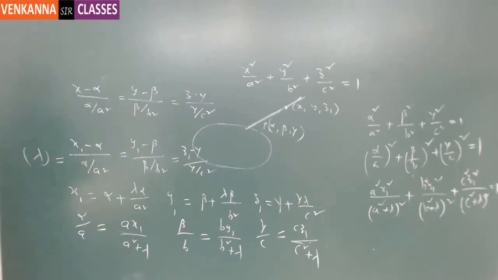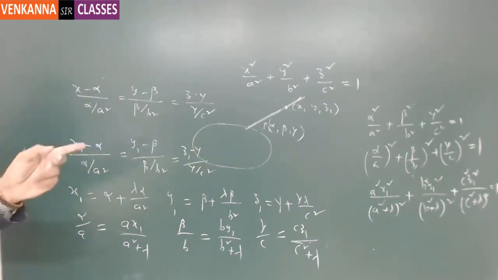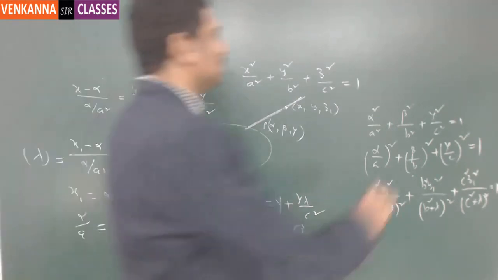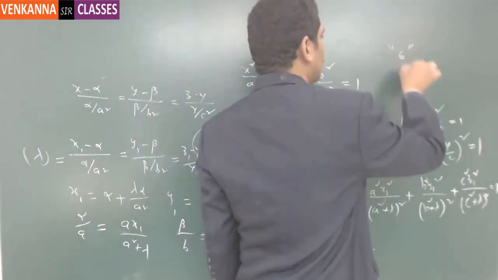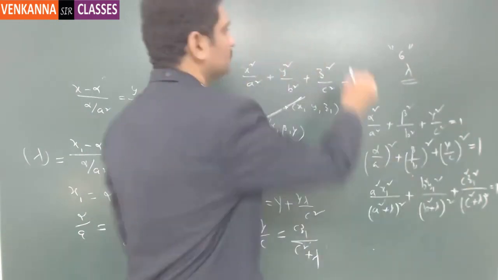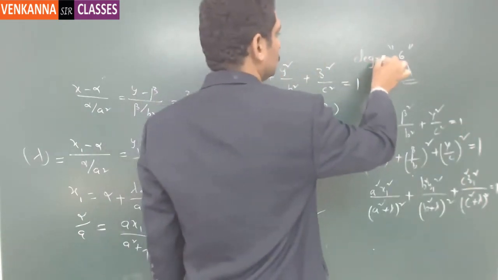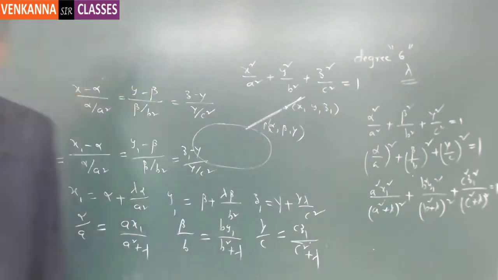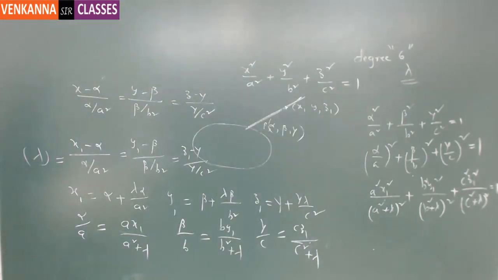Now if you observe, by taking LCM for the denominator, you can observe that the equation will have degree 6 in lambda. Accepted? A square will be cancelled there. B square and C square.